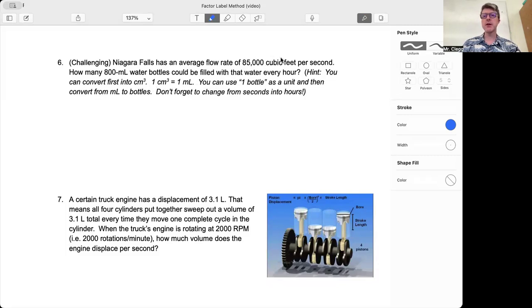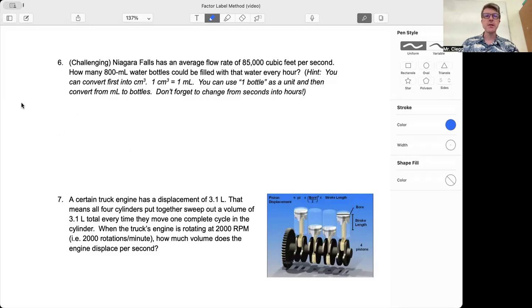So we want to start converting our cubic feet into cubic centimeters. And we have conversion factors for that. And then that is the same thing as milliliters. And then the only other thing we have to do is convert the hours and, of course, convert it into water bottles. The reason why I gave you this problem was to show you that you can have very complex calculations and all you need to do is just keep adding steps to your calculation.